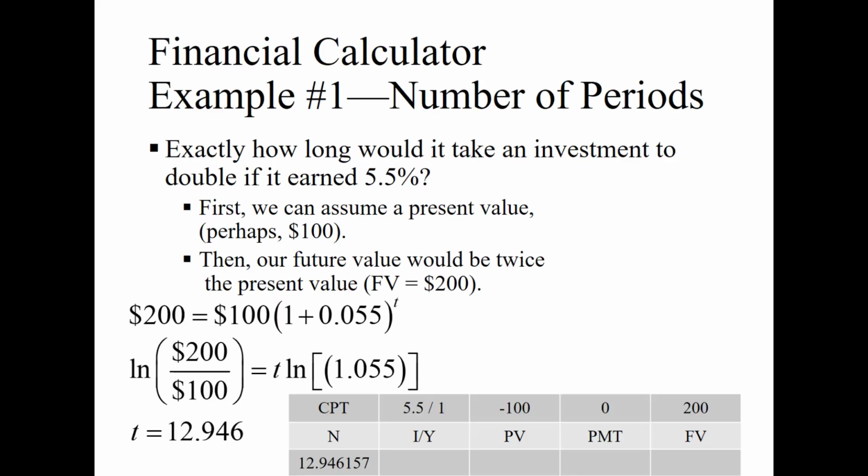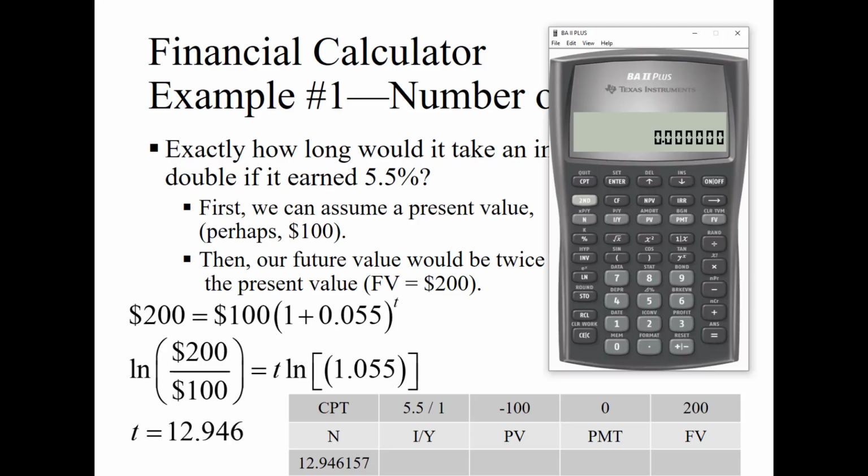So here we see the same example that we had before, and there's also the equation on the left to solve for it. Here we have our BA II Plus, and the first thing I'm going to do is clear the values. After we've cleared the values, we're going to use our time value of money functions on our calculator.